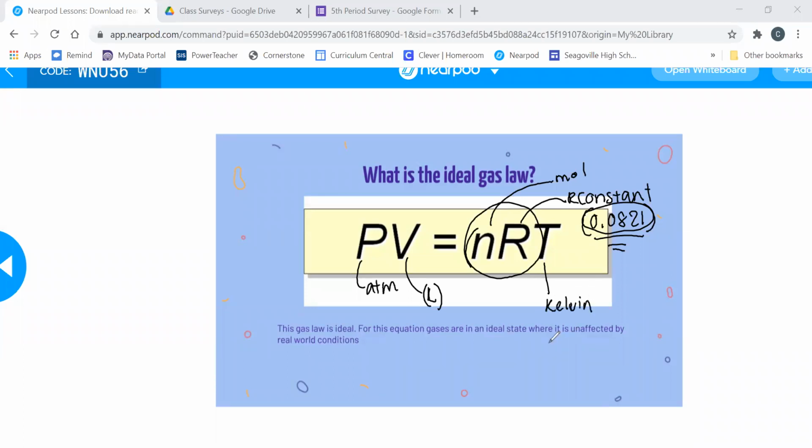So whenever you see Celsius, we don't use Celsius. You have to convert it to Kelvin. And the only way you can convert Celsius to Kelvin is by adding 273. So this is the equation we will use to convert Celsius to Kelvin. This C is Celsius, and you just add 273 to it.